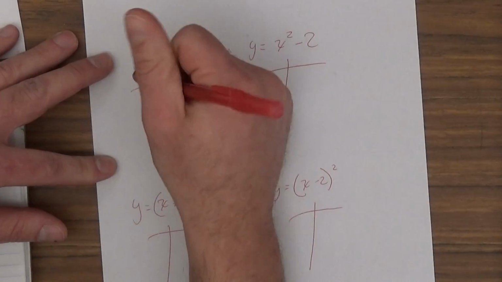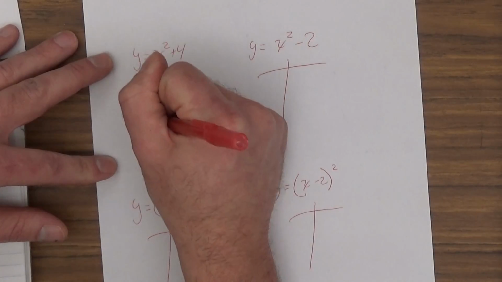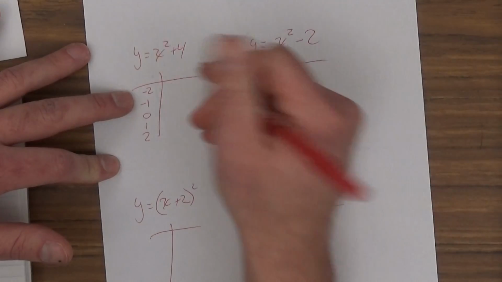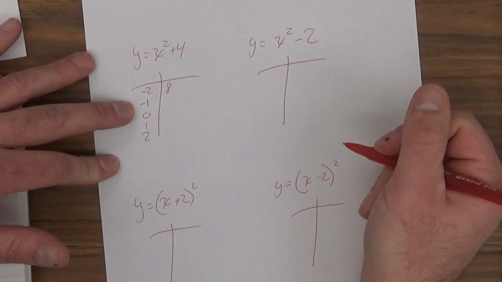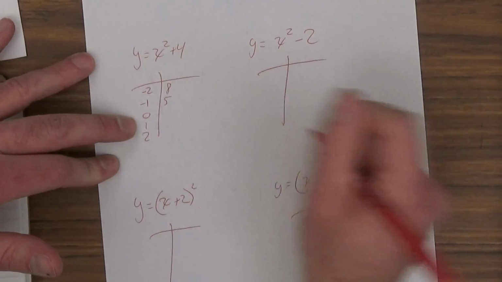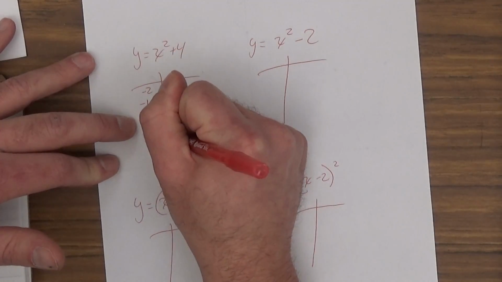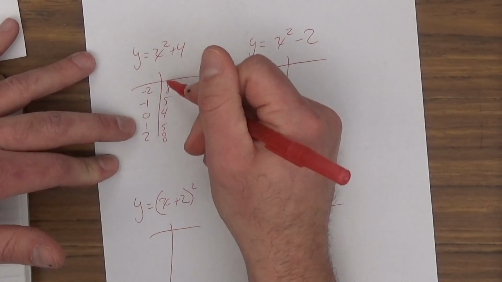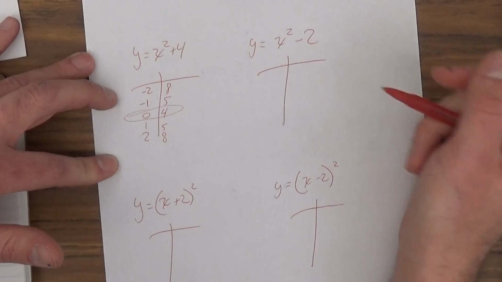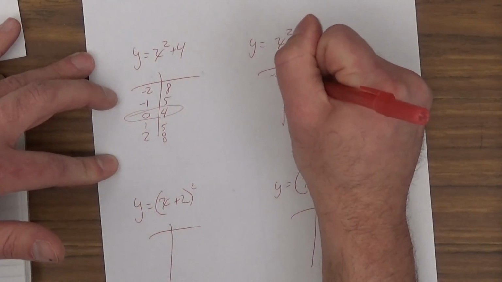Okay, so if I plug in, if I got a negative 2, negative 1, 0, 1, 2. All right, negative 2 squared is 4 plus 4 is 8. Negative 1 squared is 1. 1 plus 4 is 5. 0 plus 4 is 4. 5, 8. All right, there's our curve. All right, that's our vertex. Let's move on.